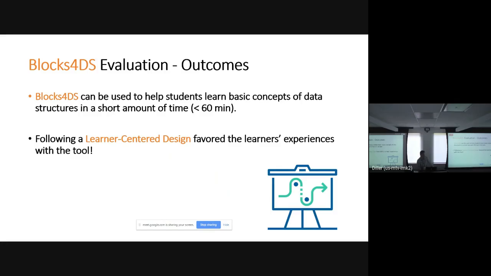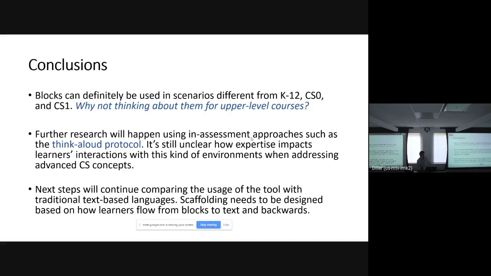And it was really cool to find how aspects as little as modifying the menus, modifying the colors, trying to find somehow a different set of categories for the blocks, help the students achieve better results. So, to conclude, blocks can definitely be used in scenarios different from K-12, CS0, and CS1.